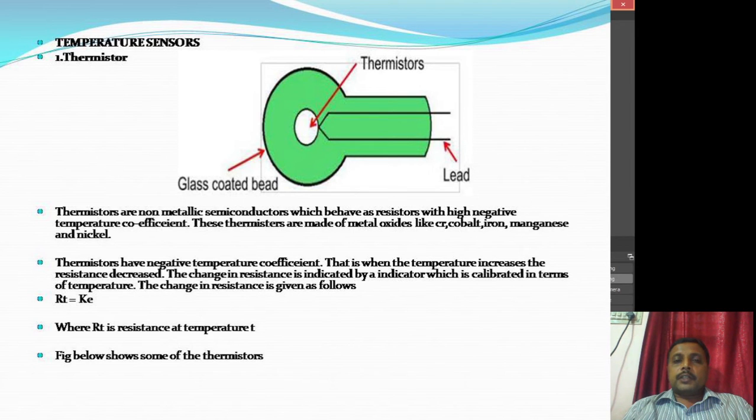So these thermistors will have negative temperature coefficient. That is, when temperature increases, the resistance will tend to decrease. That's why we call it negative temperature coefficient. The change in resistance is indicated by the indicator which is again calibrated in terms of temperature. So this change in resistance is given as RT is equal to K into E, where RT is the resistance at temperature T.